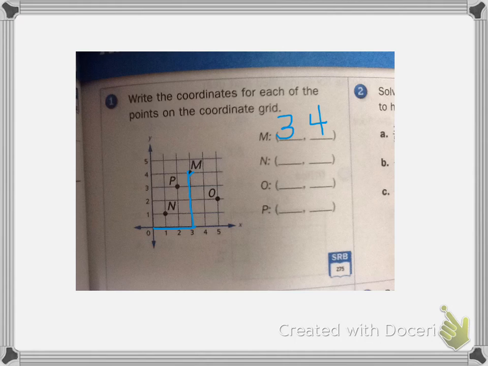Then I want you to look at N, which is right here. So we go over 1, up 1. So our coordinate would be 1, 1. Next one is O, which is over here. So we're going to go over 5, up 2. So our coordinate would be 5, 2. And the last one is P. So again, if you look, we go over 2, up 3. So our coordinate would be 2, 3.